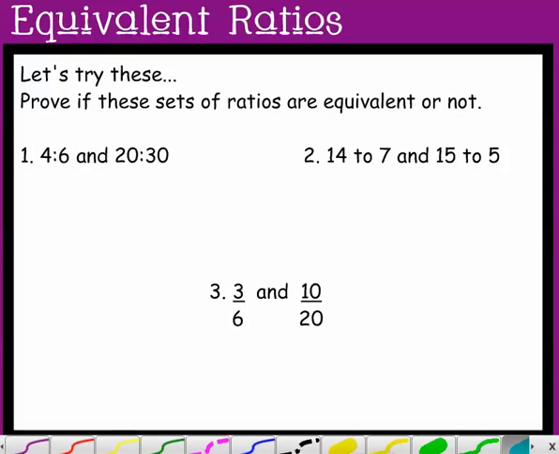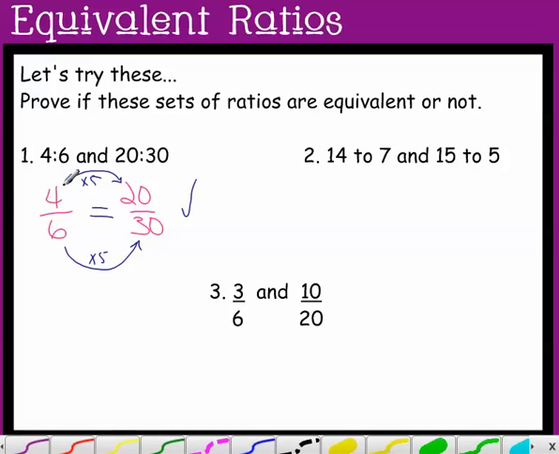All right, the next three examples give you a pair of ratios and ask you to show whether they are equivalent or not. So let's start with 4 to 6 and 20 to 30. And the question is, is there a common factor that I can use through multiplication or division to get from my first number here to my first number here that will also work on my lower number? Well, I know that 4 times 5 gives me 20. So if I can multiply 6 times 5 and get 30, which I can, I know that I have a pair of equivalent ratios.